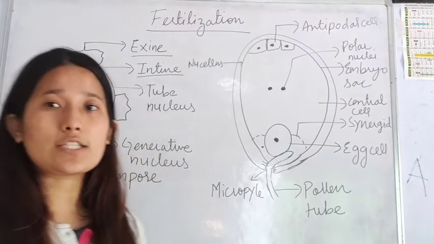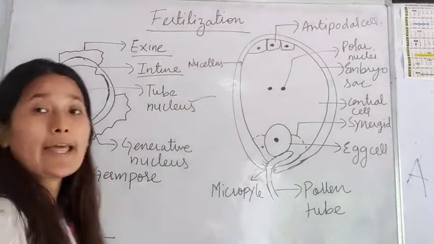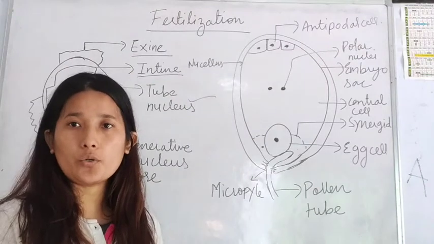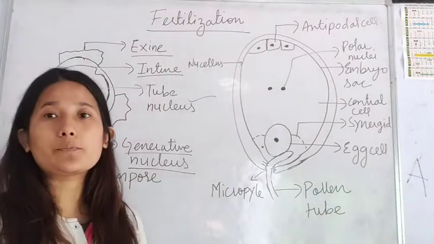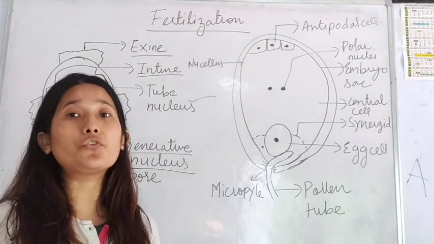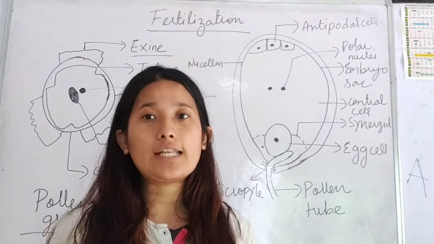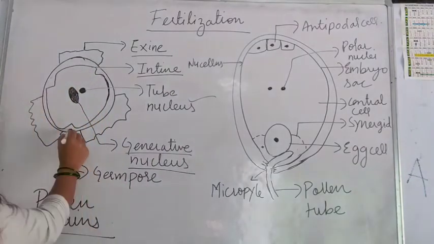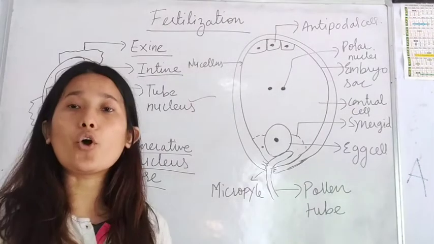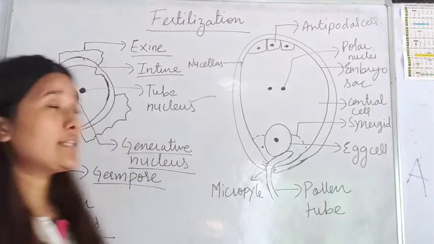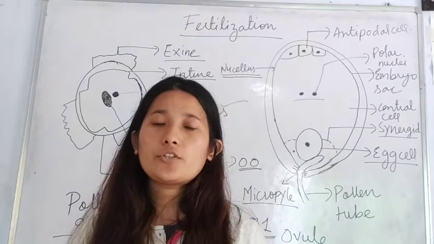Even though, let me give you just an idea about what their role is. So tube nucleus, what does it do? It helps in the formation of a pollen tube. And the germinative nucleus, also referred to as sperm nuclei, is the one which is going to fuse with the egg cells present in your ovule region, thus carrying out the fertilization. And you have a germ pore. It's a pore in your exine region through which your pollen tube emerges out. So this is the structure of a pollen grain. We have already discussed the structure of pollen grain.